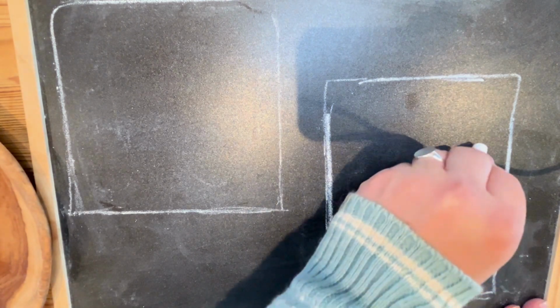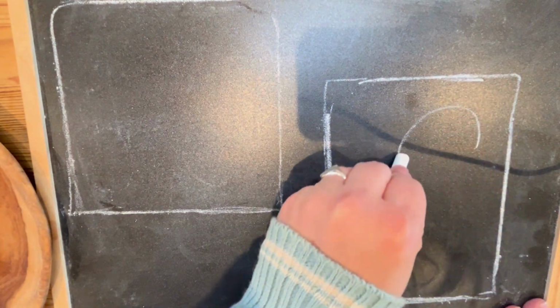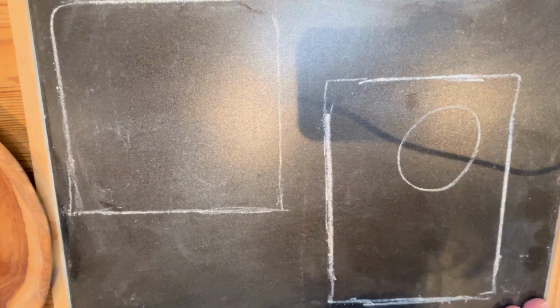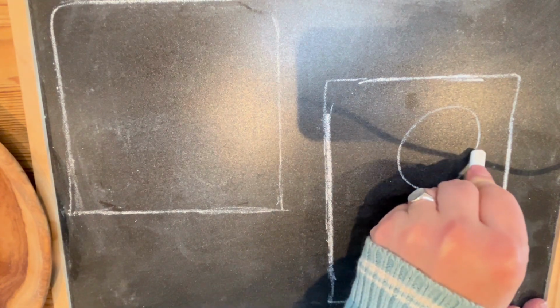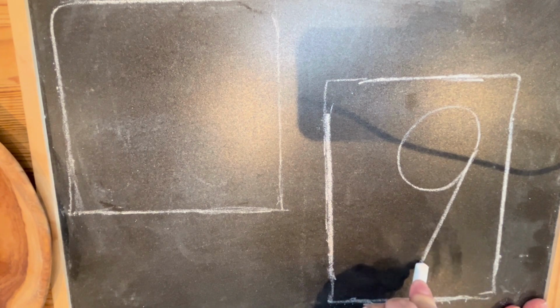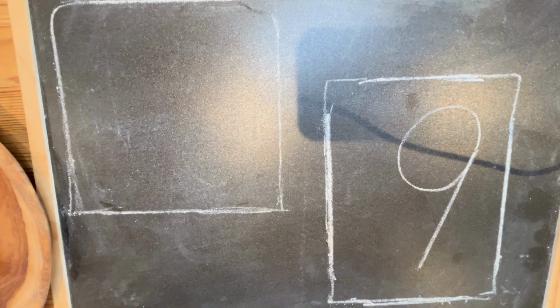When we write the number 9, we draw a ball and then slicky slide down to the floor. That is the number 9.